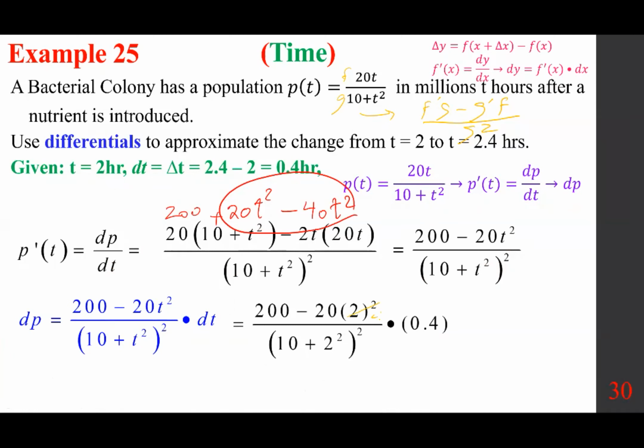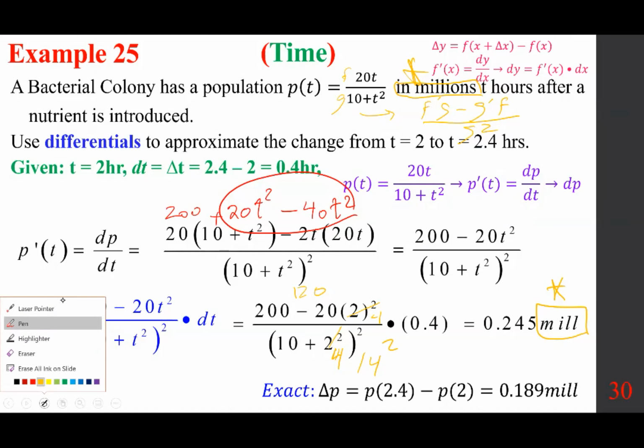This is 4 times 20, which is 80. 200 minus that is 120. And this is 4, so 14 squared, 196. So divide 120 by 14 squared, times 0.4. We get 0.245. We put the units. Now, the exact amount is delta P, or P of 2.4 minus P of 2, which is 0.189.